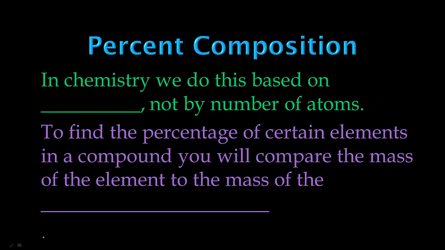In chemistry, we do this based on mass. So the numbers we're comparing are based on mass, not by the number of atoms. We do not compare it to the number of atoms. To find the percentage of certain elements in a compound, you will compare the mass of the element to the mass of the entire compound.